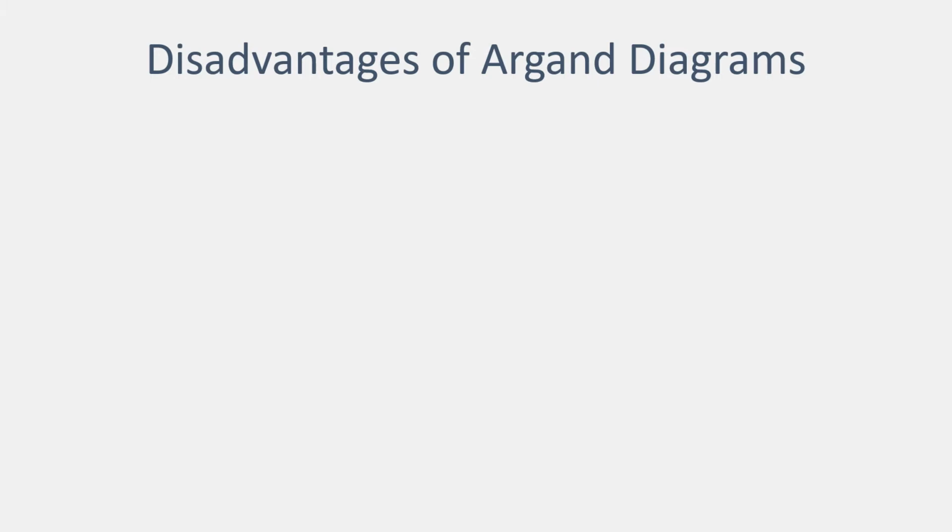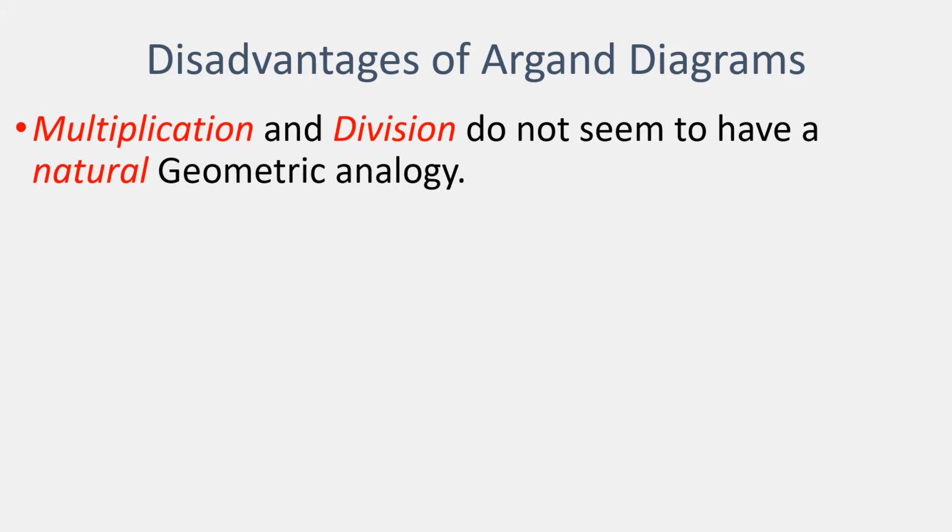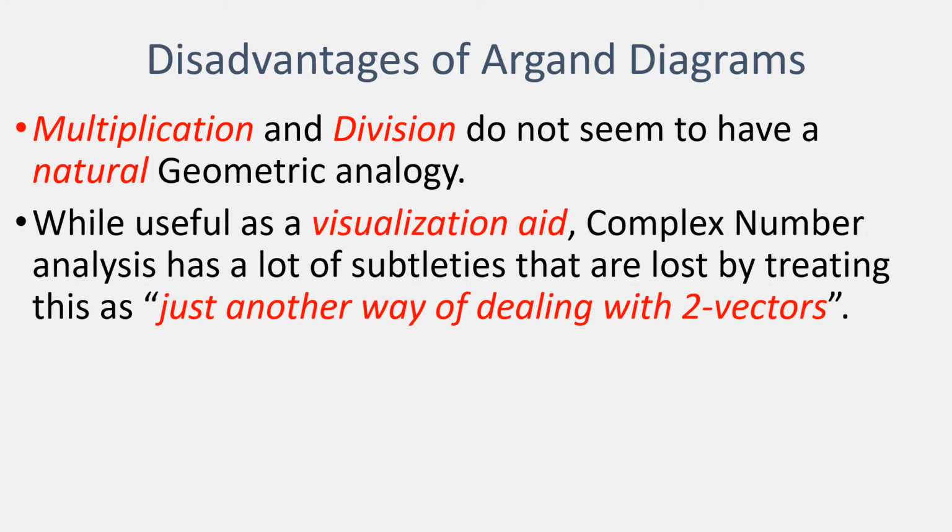The use of Argand diagrams, or this geometric form, has some disadvantages. The operations of multiplying and dividing complex numbers don't seem to have a natural geometric interpretation. Argand diagrams are useful as a visualization aid, but if we restrict to that, then we lose a lot of subtle properties, because all we're doing is trying to examine complex numbers as just another system of two vectors, and we lose out by doing that.